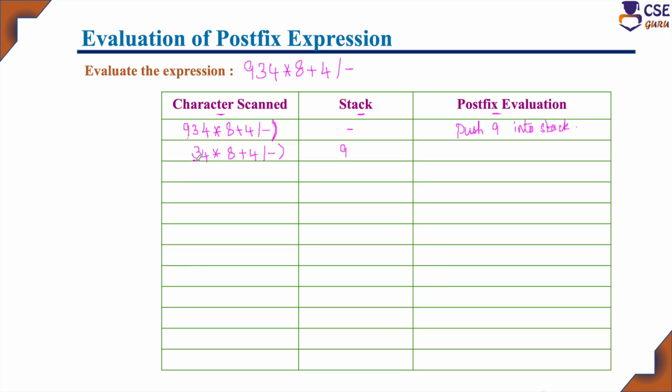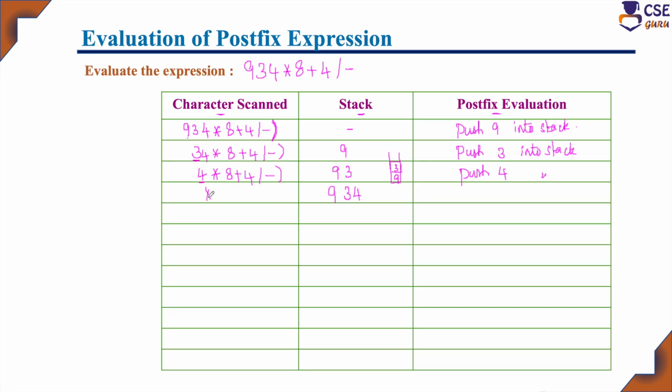Next input character is 3. It is an operand, so push 3 into the stack. Now 9 and 3 will be in the stack. In the stack data structure, 9 will be at the bottom, 3 will be at the top. The remaining input characters are 4 star, 8 plus 4 division minus and closed parenthesis. Next is also an operand, so push 4 into the stack. So 9, 3, 4 will be in the stack.